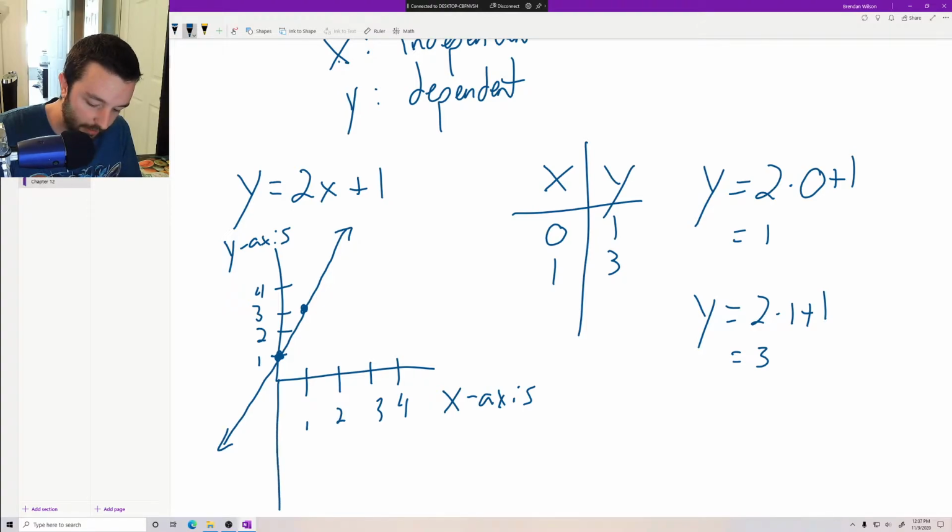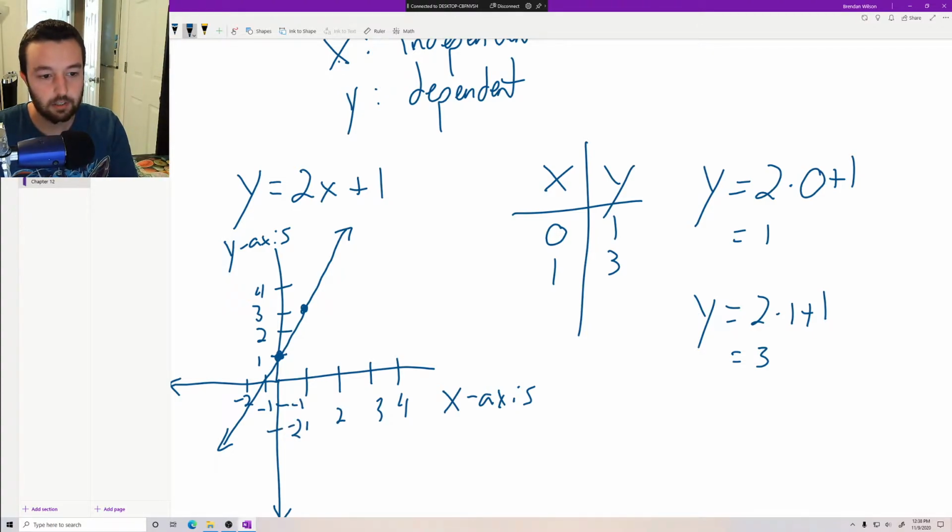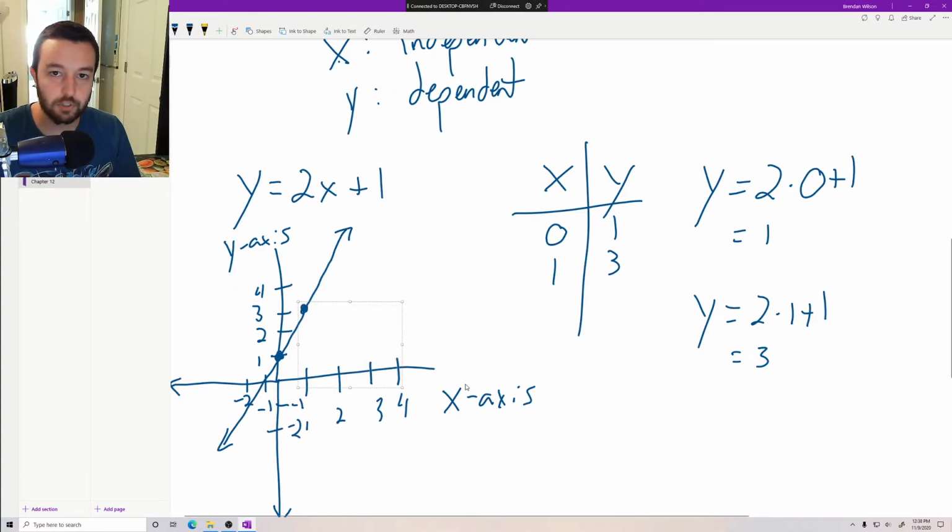So I didn't draw the rest of the graph, but we can use all of it here. If you just keep going this way, you have negative numbers. Okay. I'm used to just drawing the first quadrant, just this part for us, because we're usually dealing with positive numbers, but technically you can have negative as well.